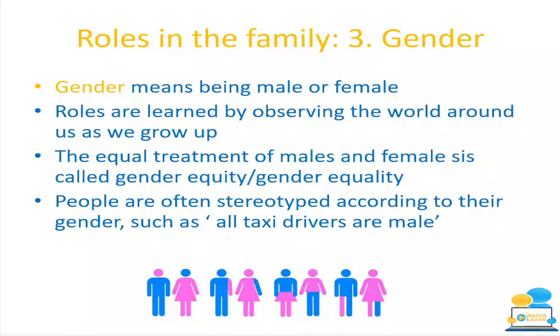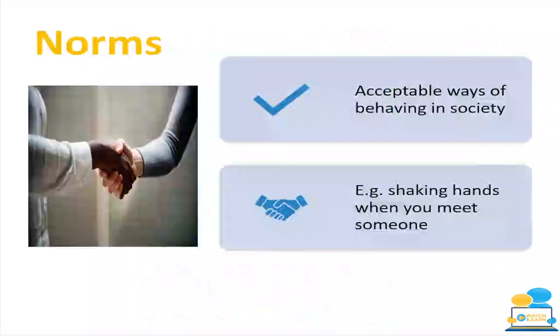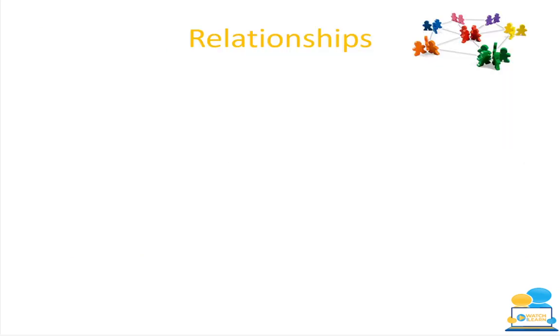So you need to be able to state this, discuss it, and give an example. You'll be looking for proper, good, long, detailed answers here. You need to be able to define and explain what a norm is and give an example. For example, a norm is an acceptable way of behaving in society. Say if you meet someone new, you will shake their hand, okay? You will say hello. So this is a norm. This is what is expected for you to be doing.